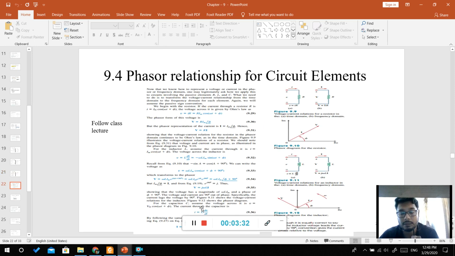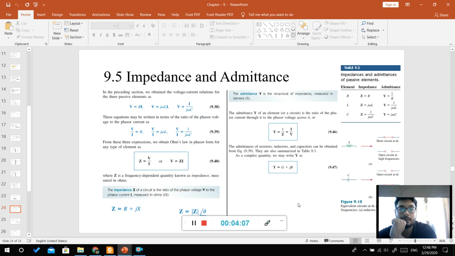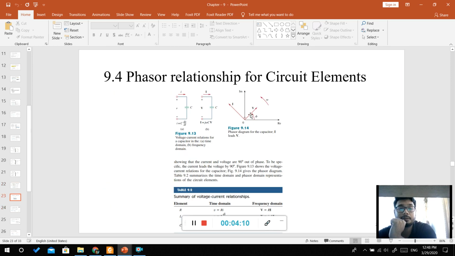and you should follow the class lectures for this topic, phasor relationship for circuit element. I had done that on the board, and if the circuit has a resistive element, it does not provide a phase difference between the voltage and current. If there is an inductor involved, the current lags behind the voltage by 90 degrees, as you can see here. And if the element is a capacitor, then voltage lags current by 90 degrees.